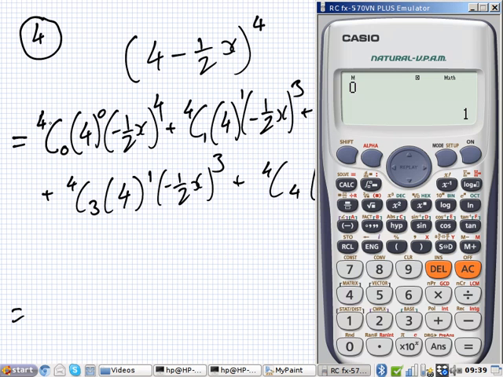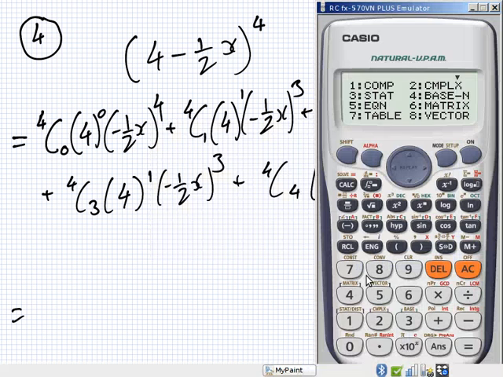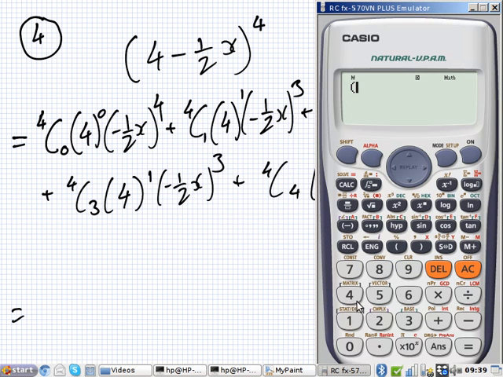Start at 0, go to 4 in ones. Are these the coefficients? Alright, my plan didn't work. I'll just type it in the old-fashioned way. Okay. 4C0 times 4 power 0 times minus a half power 4.